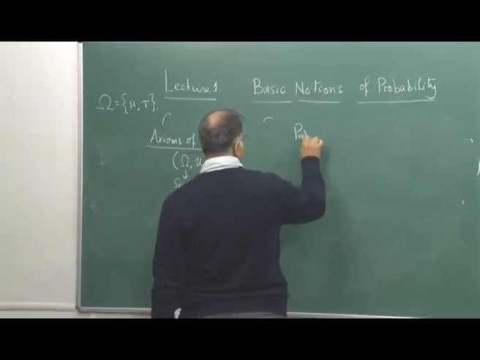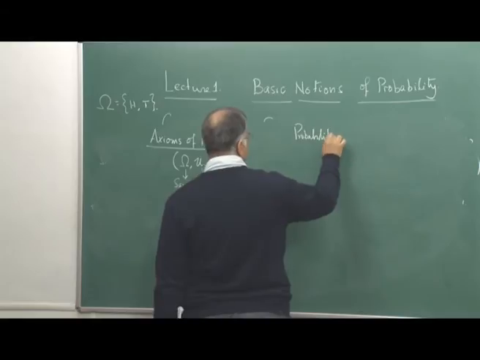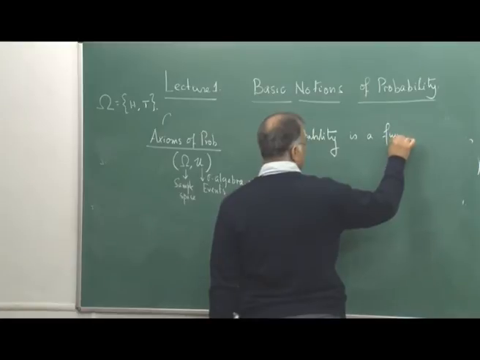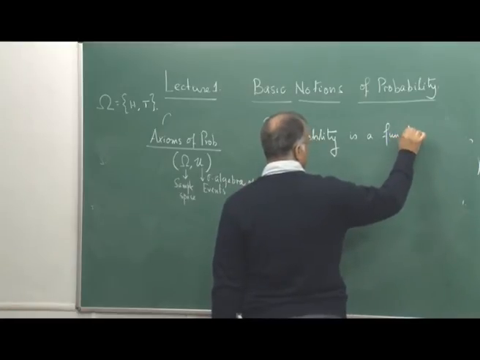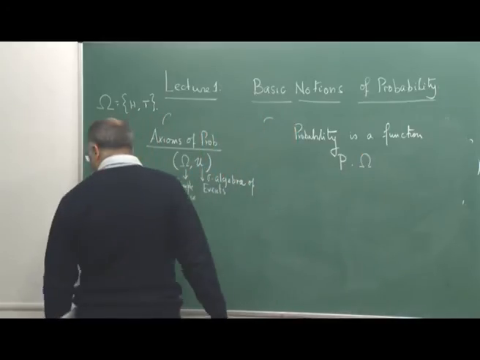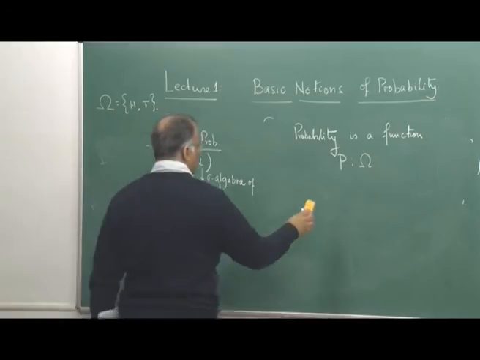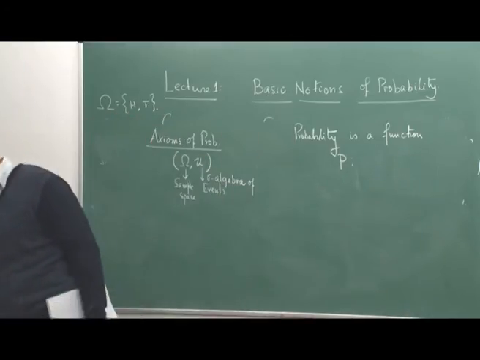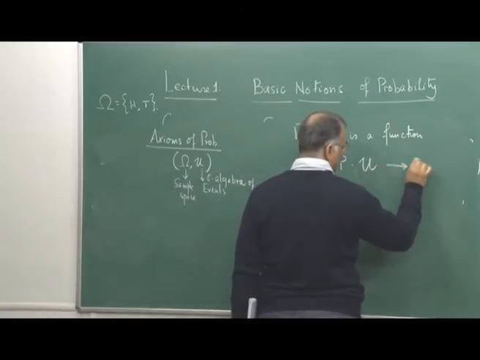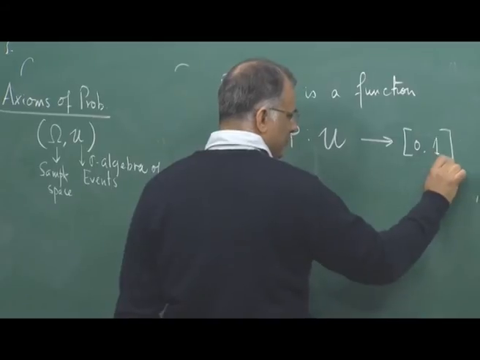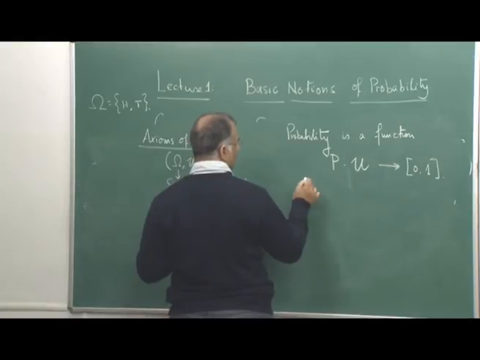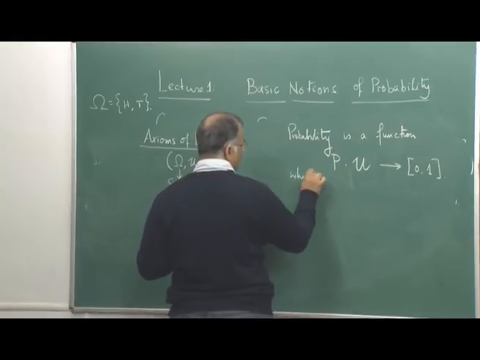So, probability is a function P whose domain is the sigma algebra U. It takes an event from the sigma algebra and maps it to some number between 0 and 1, which follows the following norms.